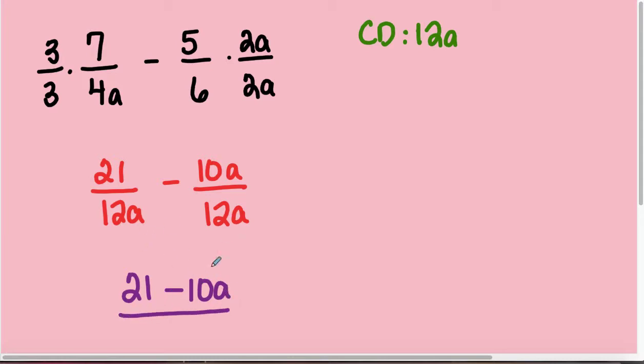Well, because 21 and 10 are not like terms. So you have to leave it as that expression, 21 minus 10a, all over 12.